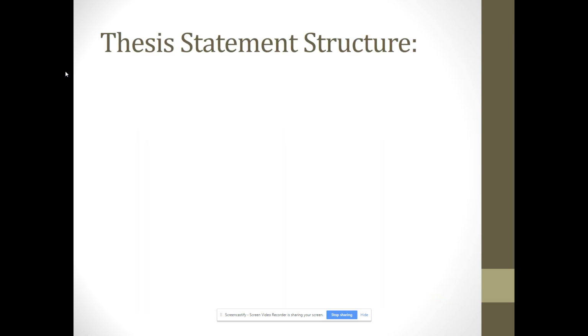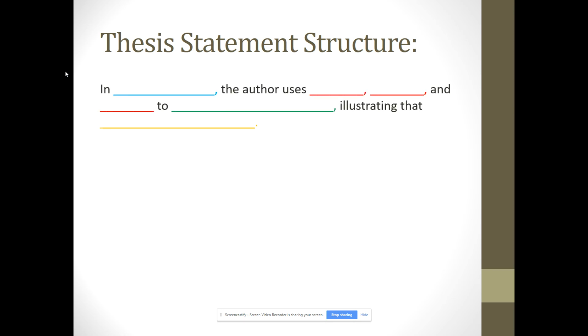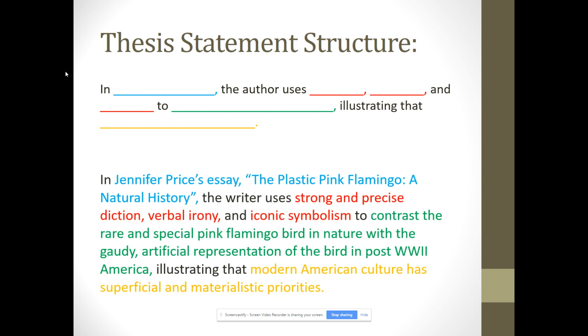The thesis statement structure you will need to follow is in this format. In blank, the author uses blank, blank, and blank to blank, illustrating that blank. An example of a thesis statement that uses this structure would be, in Jennifer Price's essay, The Plastic Pink Flamingo, A Natural History, the writer uses strong and precise diction, verbal irony, and iconic symbolism to contrast the rare and special pink flamingo bird in nature with the gaudy artificial representation of the bird in post-World War II America, illustrating that modern American culture has superficial and materialistic priorities.